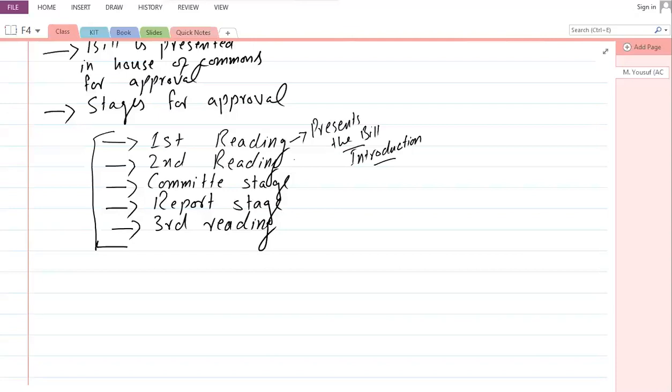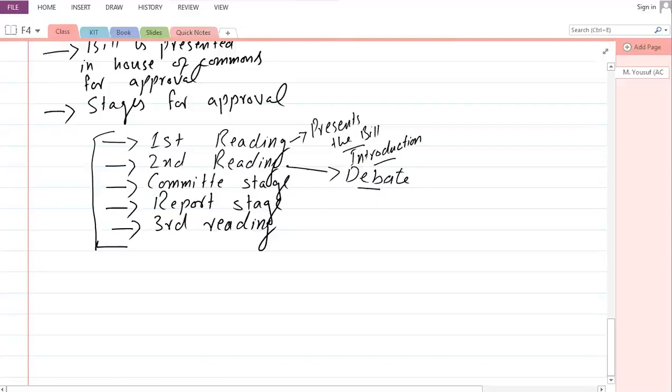So in the second reading, basically a debate is held. Different members, different MPs of the House of Commons, debate it. Some MPs will say that this bill is very good and advantageous for society. But some of them may claim that some of the clauses are not good. They can create difficulty for organizations to operate. So there are certain lines that must be removed from the act. This debate will happen between MPs. So the second reading stage is basically a debate stage.